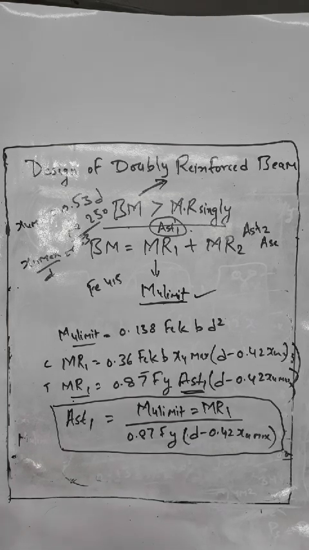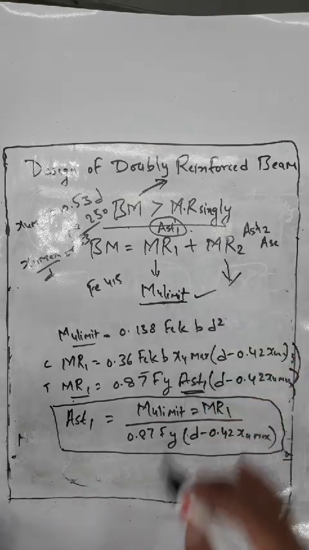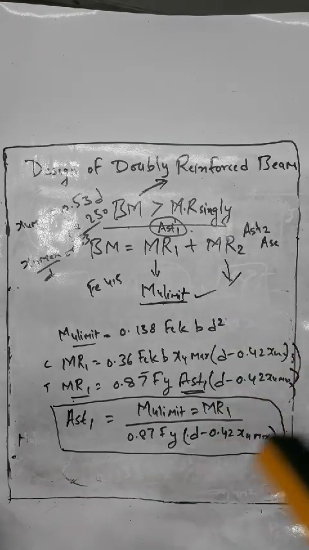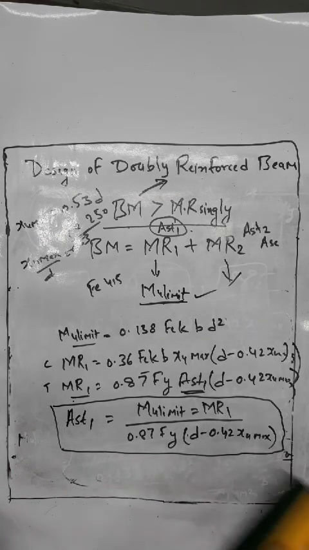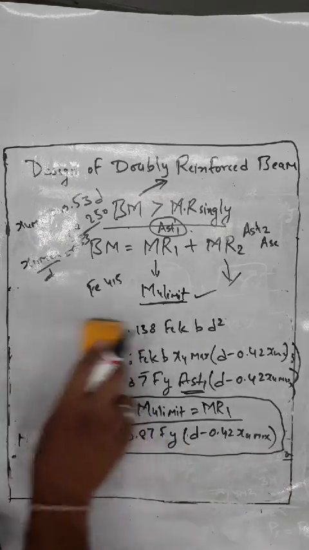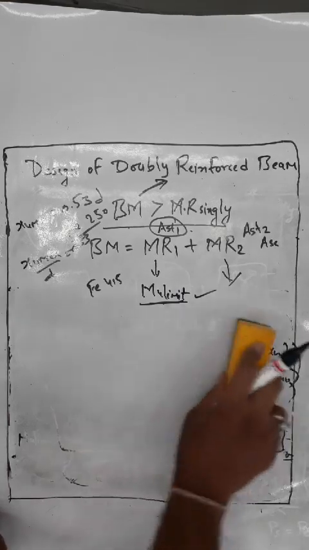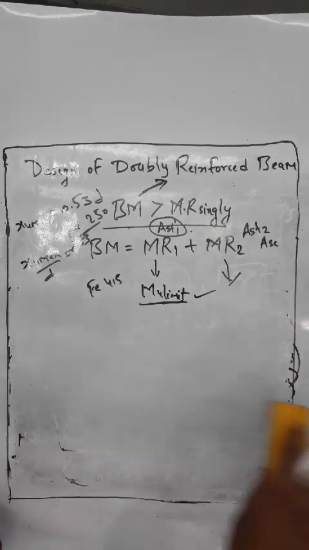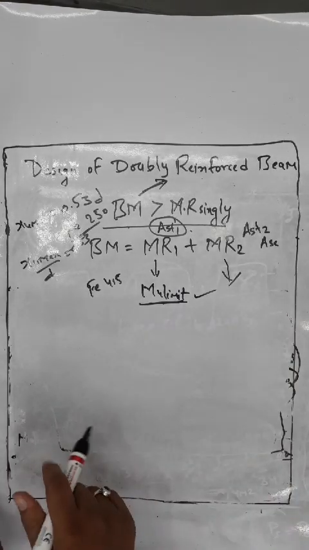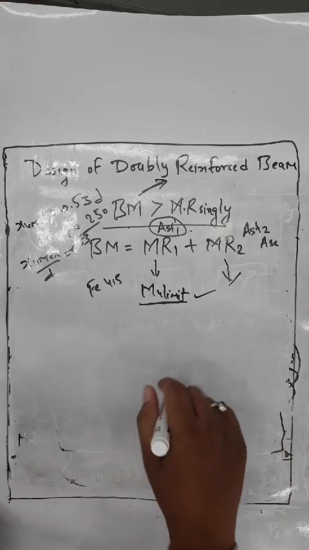Same we have to find for part 2, means this value, because our bending moment is greater than MR value, so we have to provide reinforcement in compression side. So for that we have to find the area of both sections. First section is clear, we have one formula for that. Now we have to find the MR2.